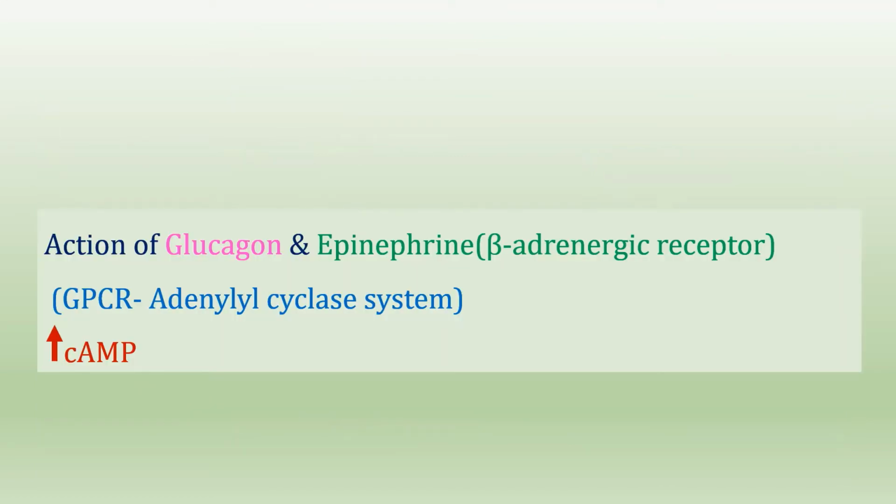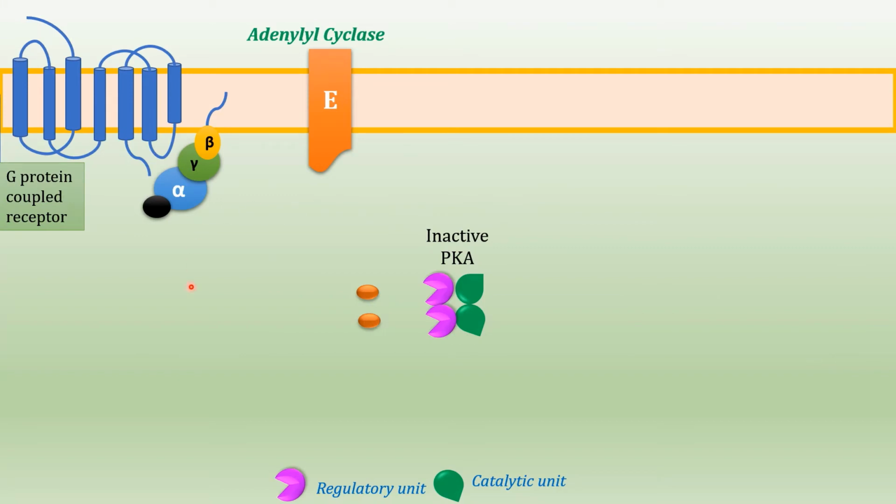Now let's see action of glucagon and epinephrine through adenylyl cyclase system, which involves cyclic AMP as second messenger, and both glucagon and epinephrine increase cyclic AMP level. Imagine this is a cell, this is cell cytosol, this is plasma membrane, this is G protein coupled receptor, and this is trimeric G protein having alpha, beta and gamma subunit.